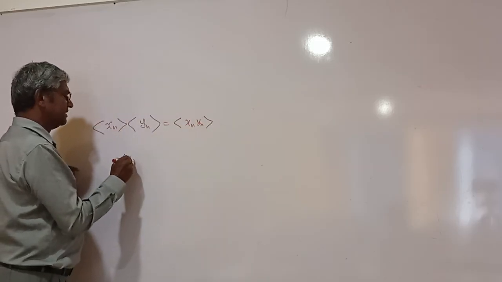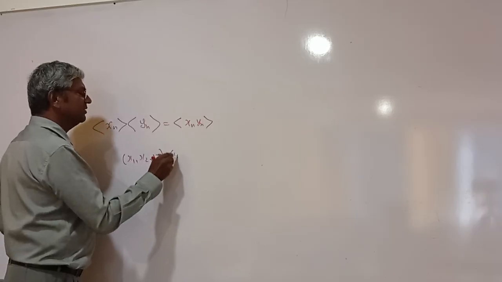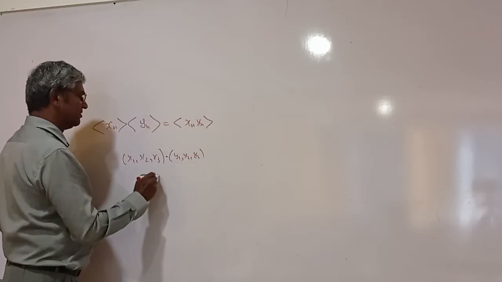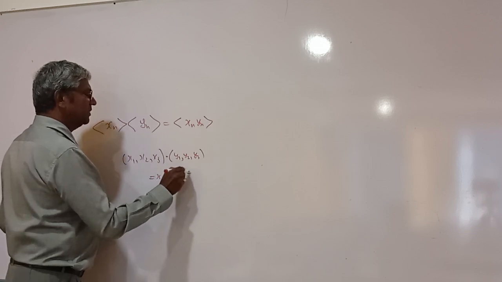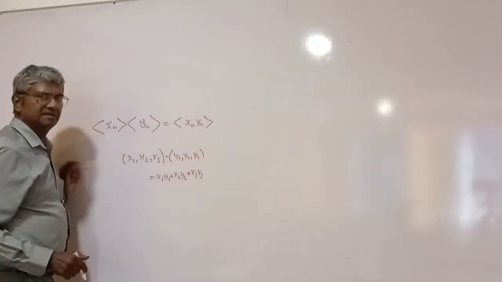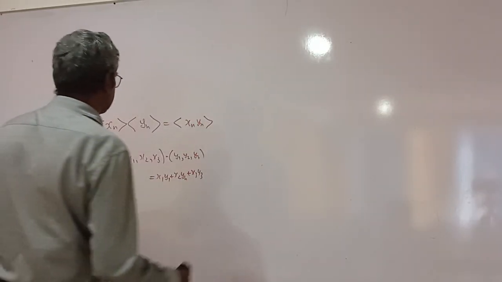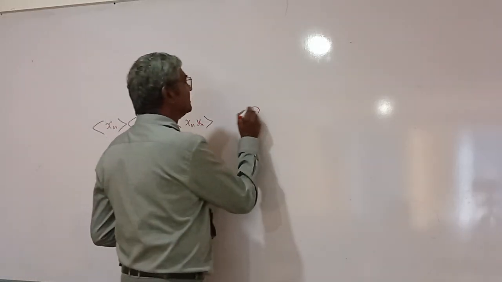Then in A level, (x1, x2, x3) dot (y1, y2, y3) is x1 y1 plus x2 y2 plus x3 y3. So that kind of product. There is another product, called the Cauchy product.